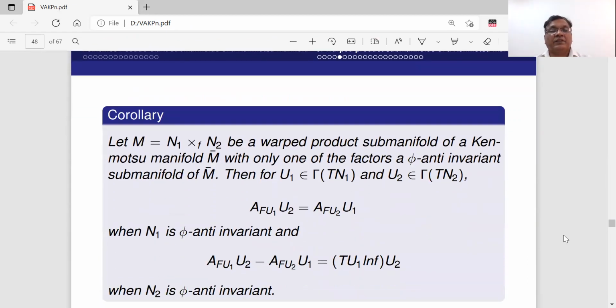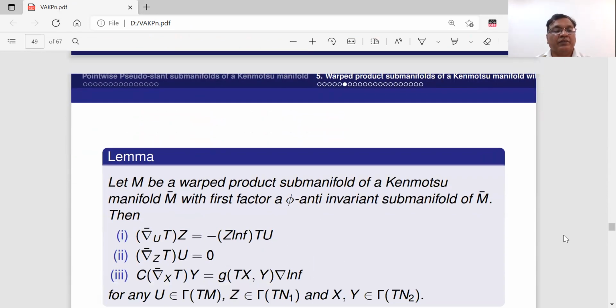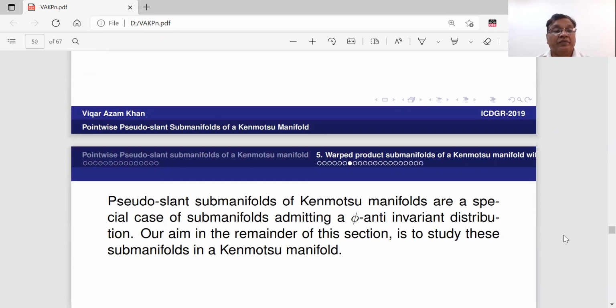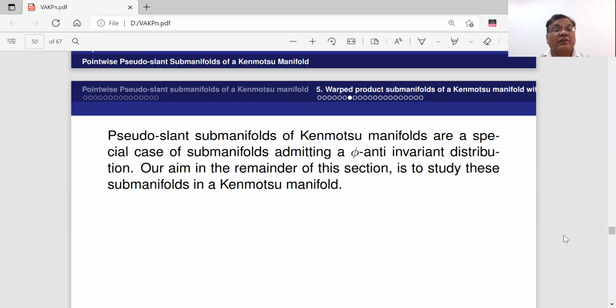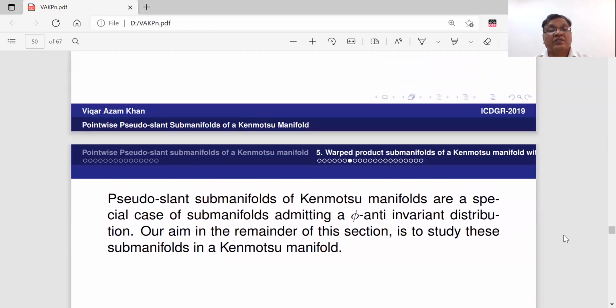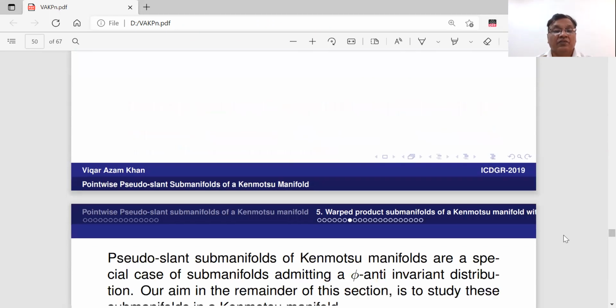So we have obtained some formulas with the shape operator and second fundamental form as well. And there are some other formulas which we have obtained for the remaining case. So pseudo-slant submanifolds of a Kenmotsu manifold are a special case of submanifolds admitting phi and T invariant distribution. Our aim in the remainder of the section is to study these submanifolds. And for these submanifolds, we have obtained these formulas.